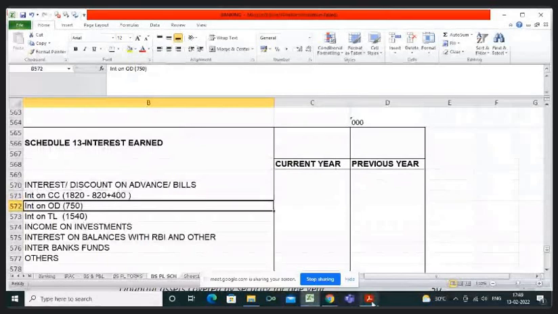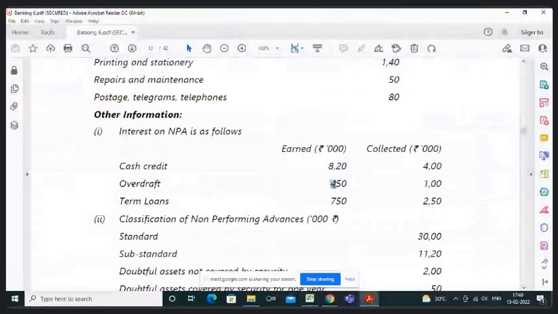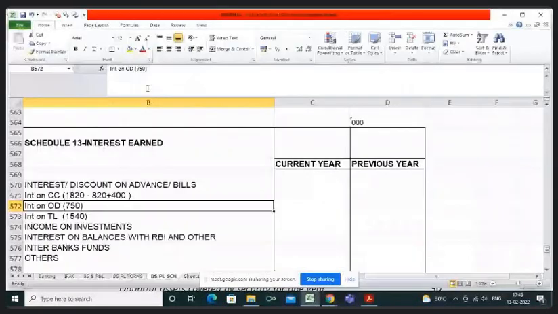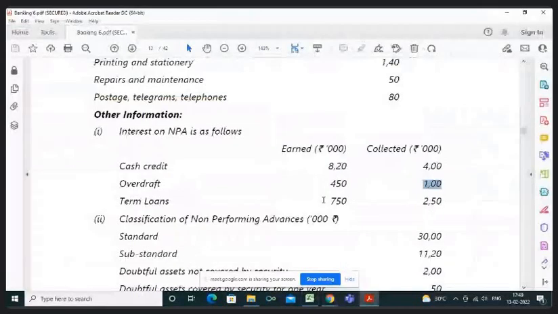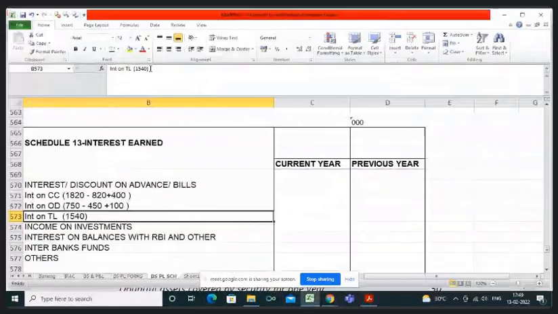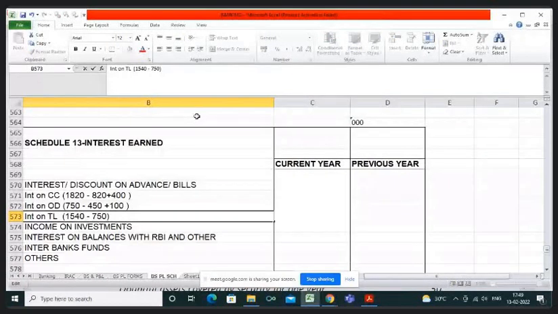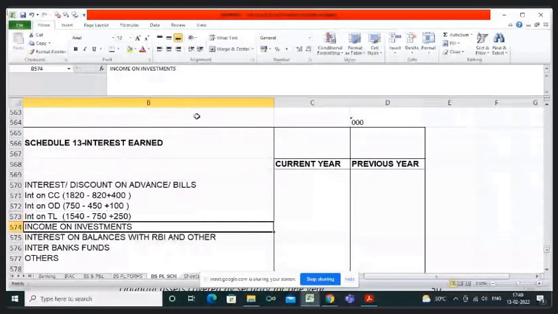Similarly, interest on OD. Interest earned I have to deduct, collected I have to add. Minus 450 plus 100. Then interest on term loan, minus 750 plus 250. So what will be the net amount for the current year?